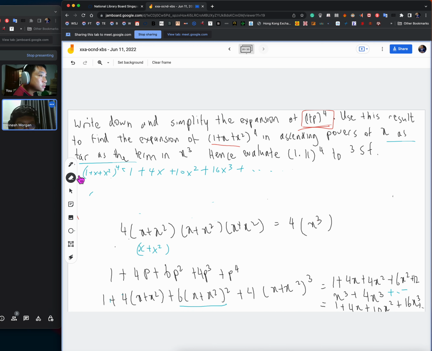And now, hence means make use of the value. I mean, make use of what is calculated before. So can you see that? Can you see this as 1.11? Can you see it as 1 plus 0.1 plus 0.1 squared? Can you see it as this? Now this thing is given by this. So you replace the x with 0.1.